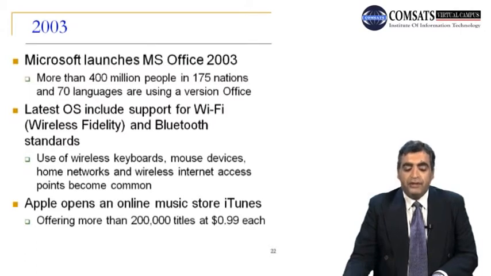Latest operating systems in the same year started including support for Wi-Fi, which is short for wireless fidelity, and Bluetooth standards. Using Wi-Fi technology and Bluetooth, the use of wireless keyboards, mouse devices, home networks, and wireless internet access points become common. Now it is easy to browse and connect to the world using different devices and not using the cable.